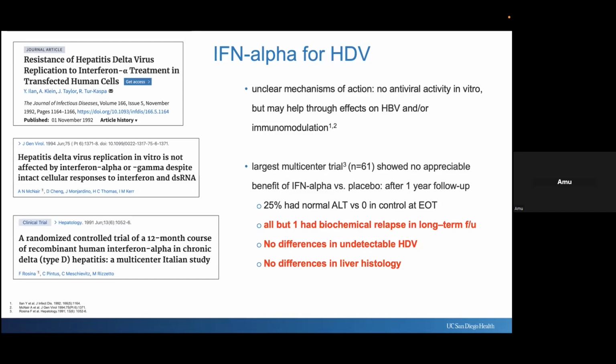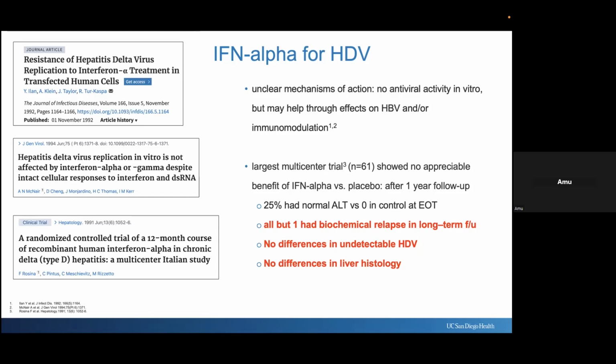The largest multi-center trial of interferon alpha for hepatitis D infection did not reveal an appreciable benefit. So this was a study done in Italy with 61 patients with chronic hepatitis D who were randomly assigned to interferon alpha or placebo for 1 year and then followed. 25% had a normal serum ALT versus 0 in placebo at the end of 12 months of treatment. However, all but one had biochemical relapse after discontinuation of interferon.